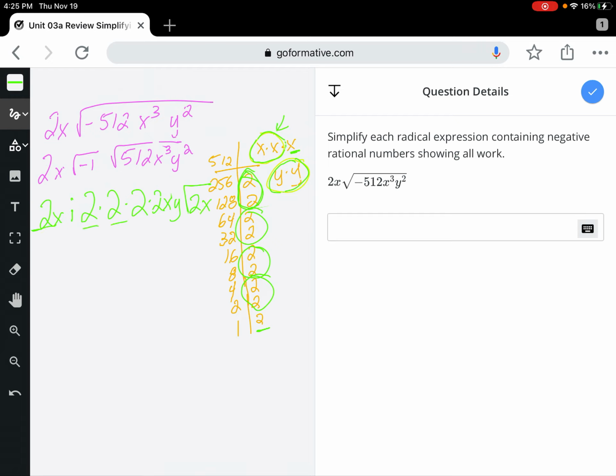2 times 2 is 4, times 2 is 8, times 2 is 16, times 2 is 32. I have 1 x and 2 x's, that's going to be x squared. I have a y, an i, and a radical 2x.